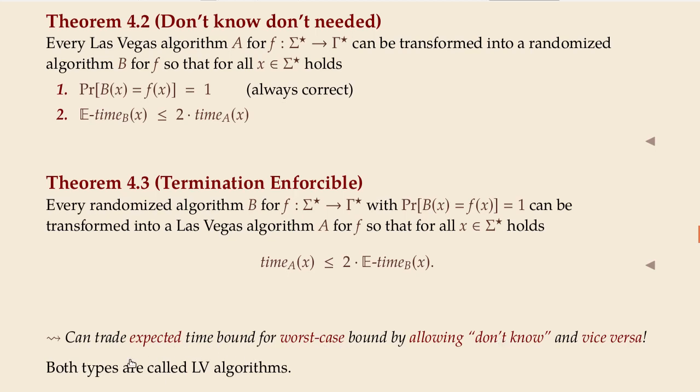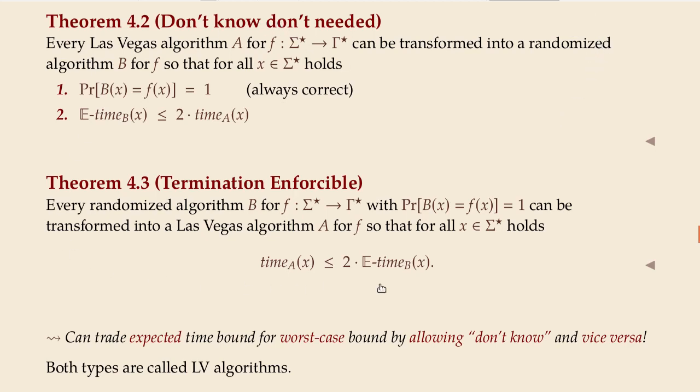Now both of these types of algorithms are called Las Vegas algorithms in the literature, just to make it a bit more confusing. The defining feature of Las Vegas algorithms is that they never return something wrong. Whenever they return something different from the correct answer, they tell you explicitly, I didn't find the result, I don't know. And this is the important part.